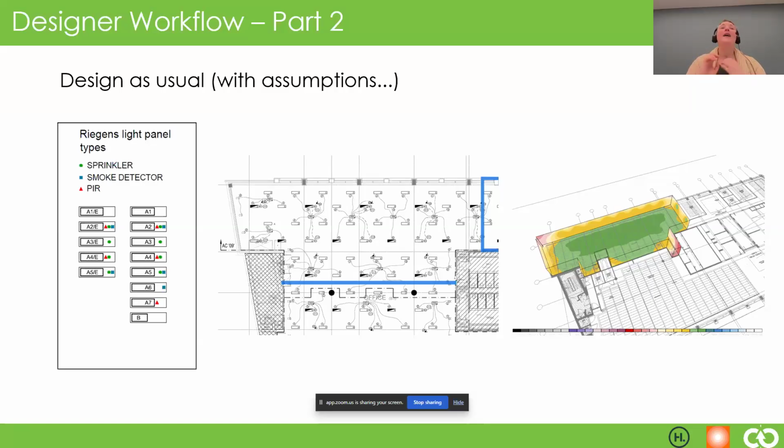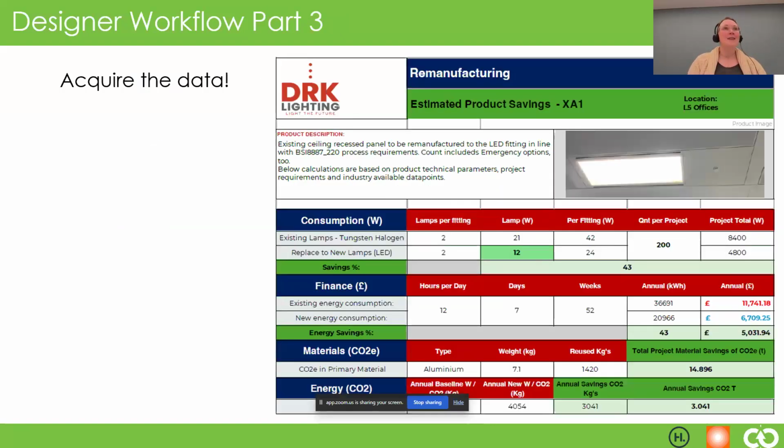Let me just be clear on that. It is so much less of a carbon impact than taking it down, shipping it somewhere else, and then back to site. So really, we're designing as usual, but just with a robust set of information about what the existing fittings are. And we made some assumptions about the photometry, and surprise, surprise, it works. It's great. And so then we acquired even more detail, right?